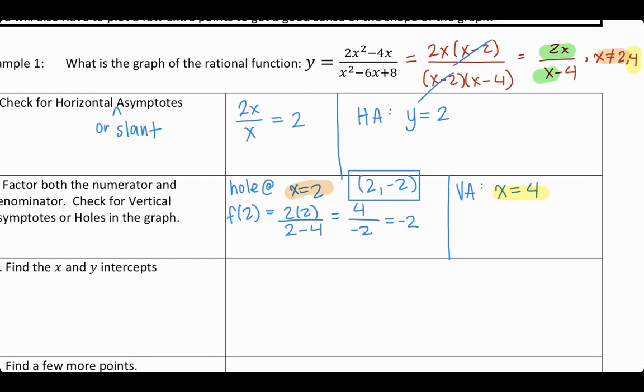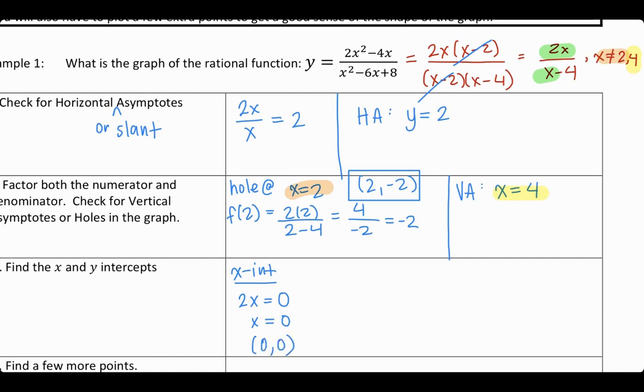And then for the x and y intercepts, if I want to look for the x-intercept, where do I look? How do I find that x-intercept? Anyone remember how I find an x-intercept? Okay, so we're looking at the top of the equation. What do I do to the top of the equation? Set it equal to 0. So 2x equals 0. What does that mean x is equal to? 0. So I have the x-intercept is (0, 0).